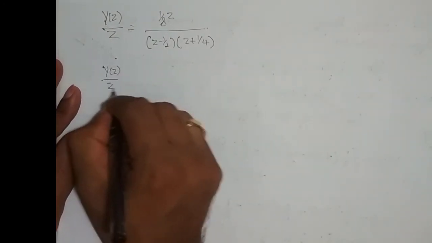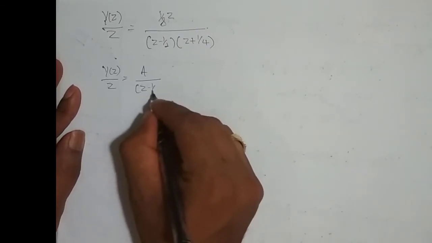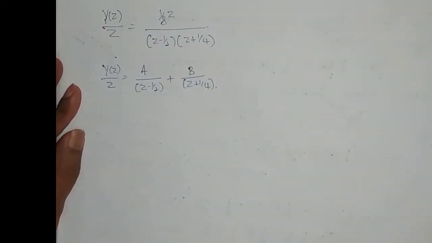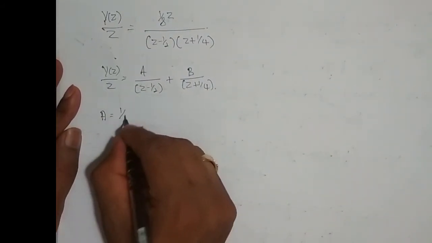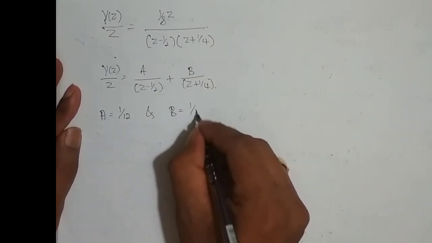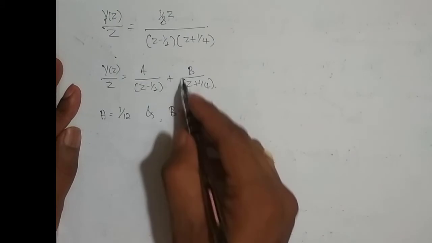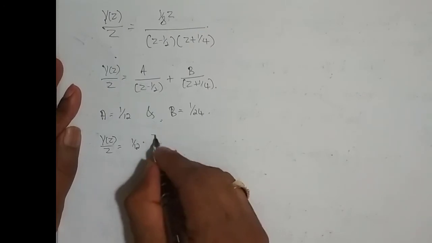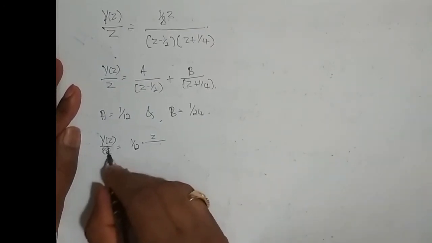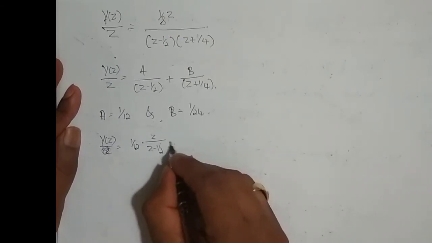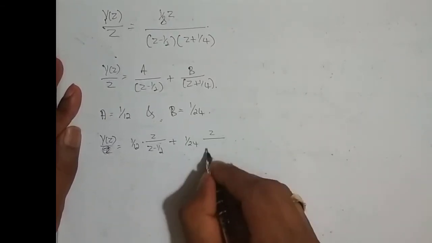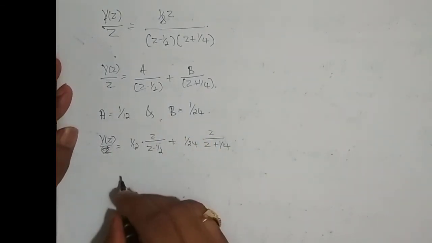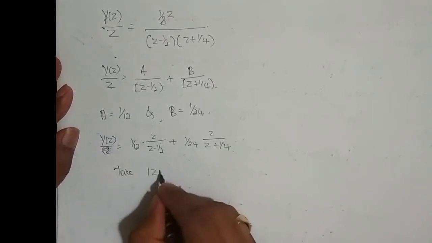Again, as usual, partial fraction expansion. So I can write y of z by z is equal to a divided by z minus 1 by 2 plus b divided by z plus 1 by 4. If you solve for a and b, I'm not solving it here, I get a as 1 by 12 and b as 1 by 24. So if I plug these in, I get y of z by z is equal to 1 by 12 into 1 divided by z minus 1 by 2 plus 1 by 24 into 1 divided by z plus 1 by 4. Okay, so I just took this z to the other side. Now I'll take inverse z transform on both sides.